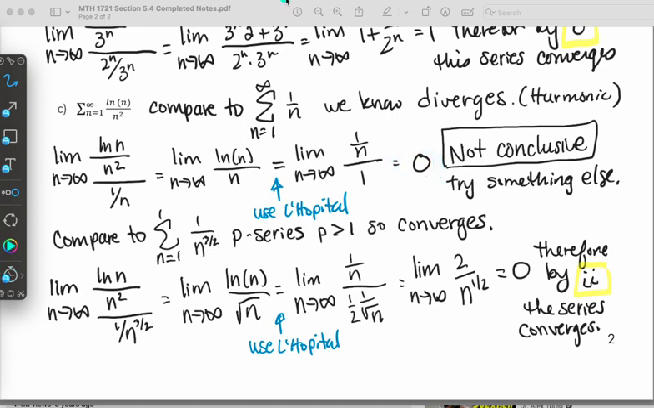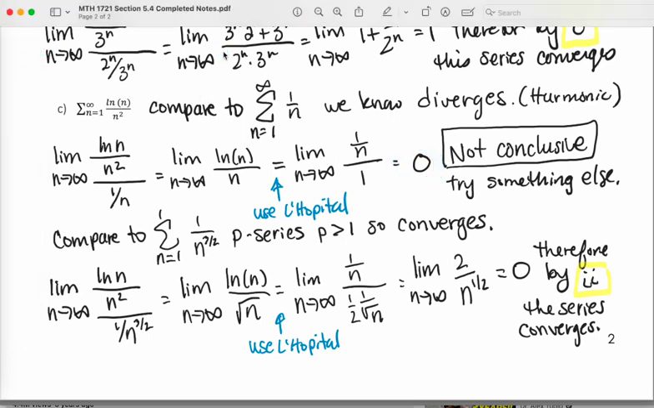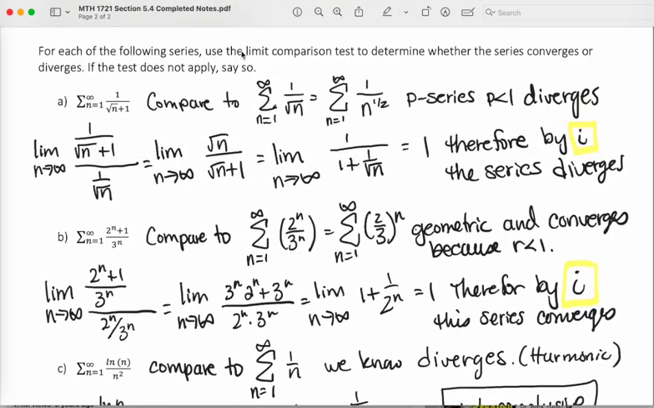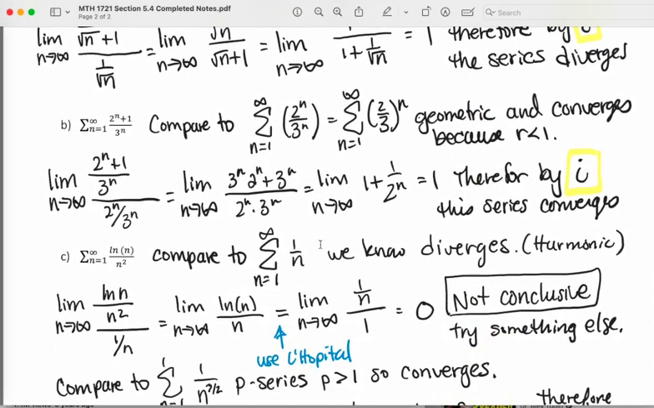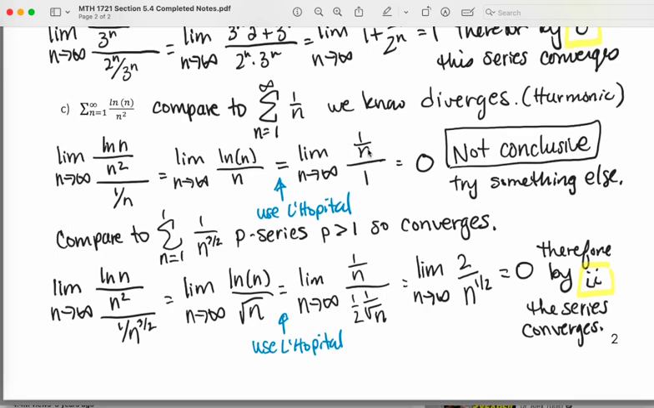Now, the theorem states, let's go back up and look. This one here says, when we compare it to this one, if you get a 0, that means if what you're comparing it to converges, then the series that you're looking for converges. But I compared it to the harmonic series, which doesn't converge. So using the harmonic series gave me no answers. So I'm going to put down not conclusive.